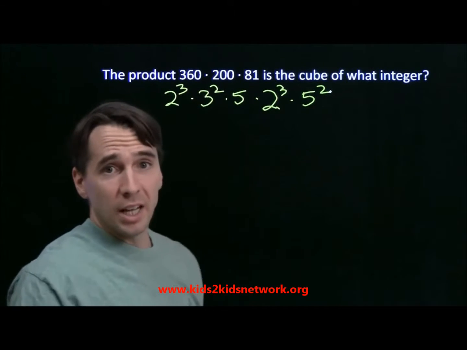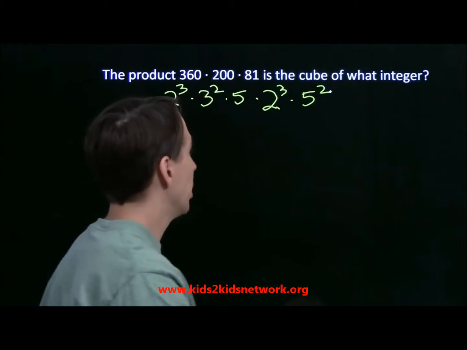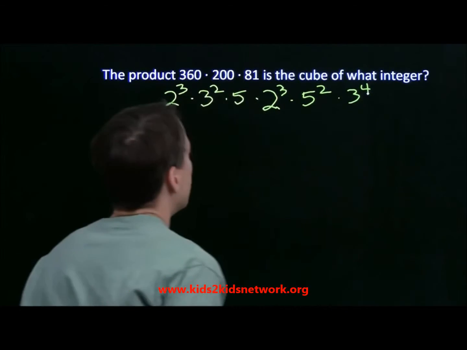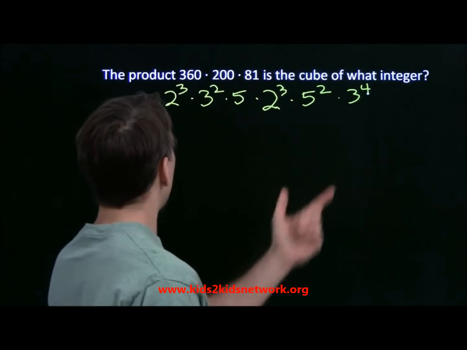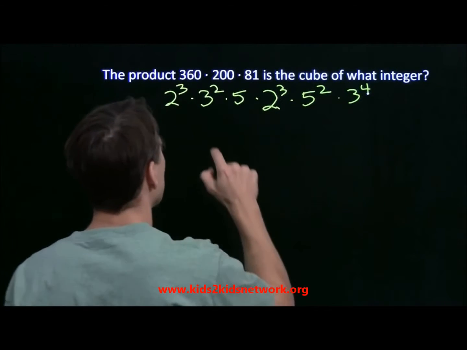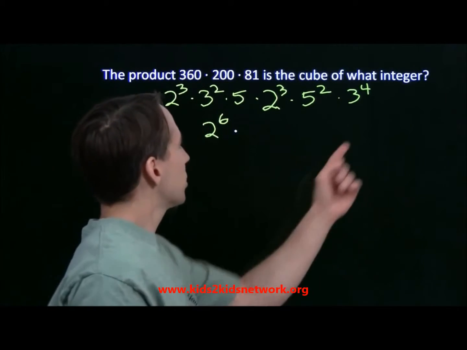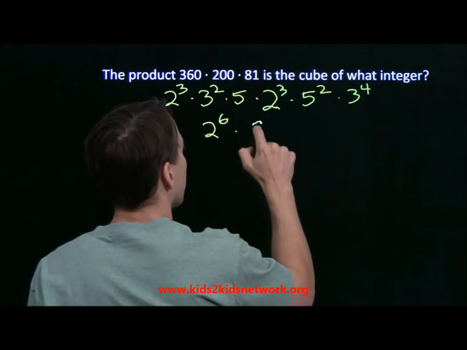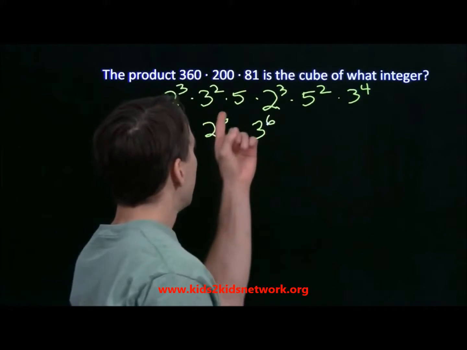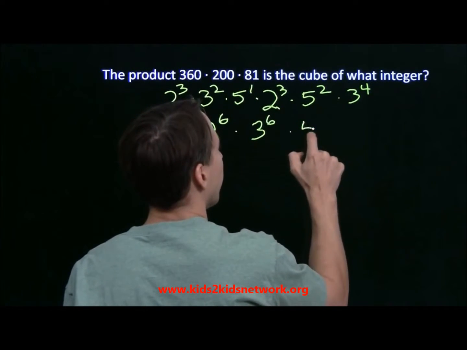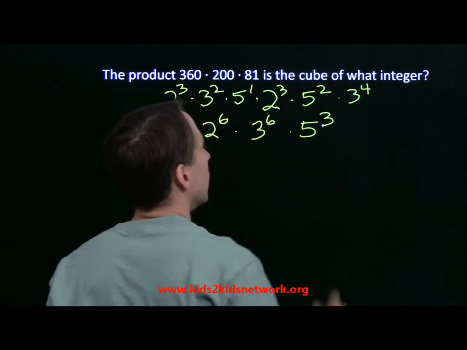And 81. 81 is just 9 times 9. 9 is 3 squared. 3 squared times 3 squared. That is 3 to the 4th. All right, let's see. So now I can combine a bunch of these. I can combine 2 cubed and 2 cubed. That gives me 2 to the 6th. 3 squared and 3 to the 4th. That gives me 3 to the 6th. 5 and 5 squared. That 5, of course, is 5 to the 1st. So we have 5 cubed.